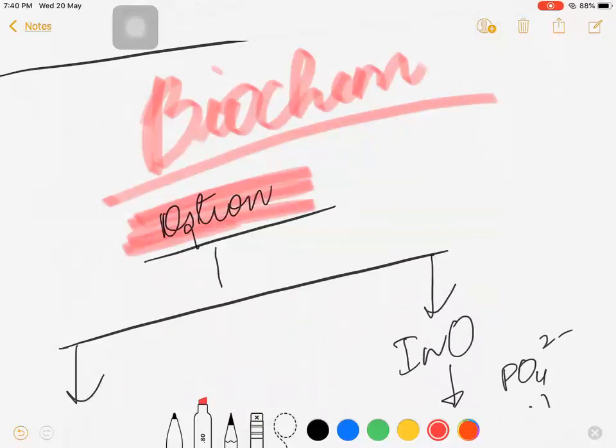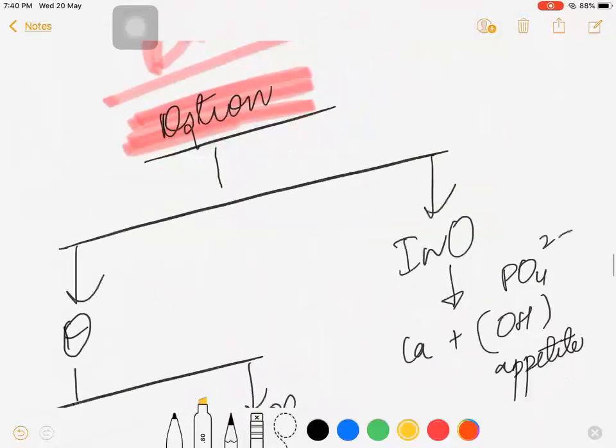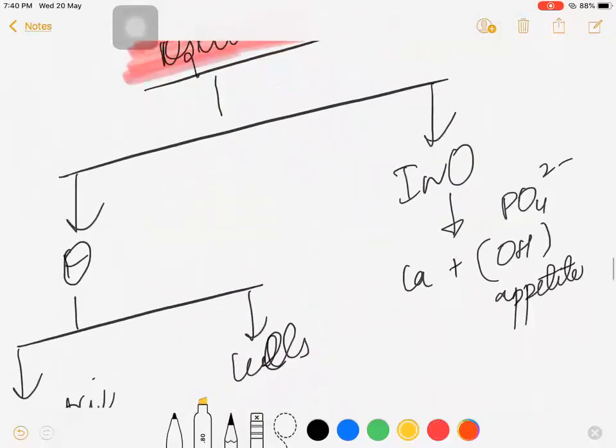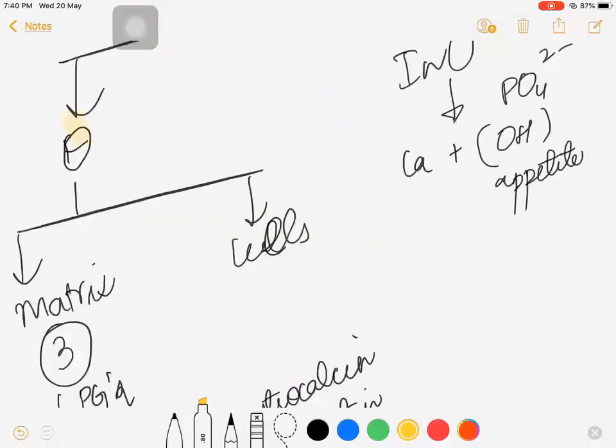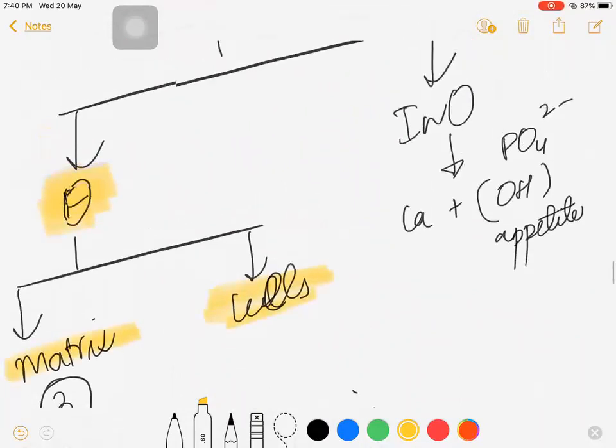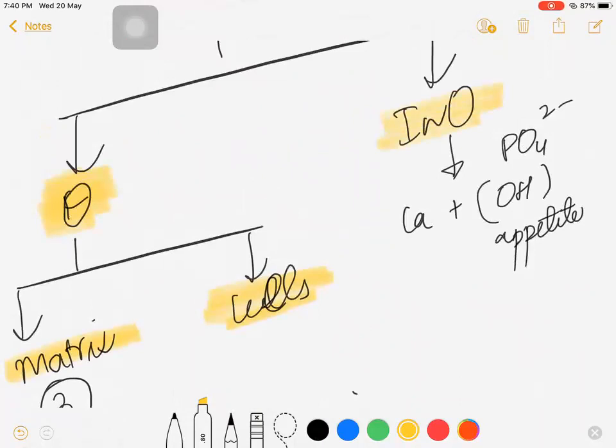So if you're looking at the osteon, it will further have two main parts, which is the organic part and the inorganic part. Okay, so the organic part is further divided into two parts, which will be the matrix, and it will have the cellular region. And then you have the inorganic part. So we'll be learning about the organic part now.